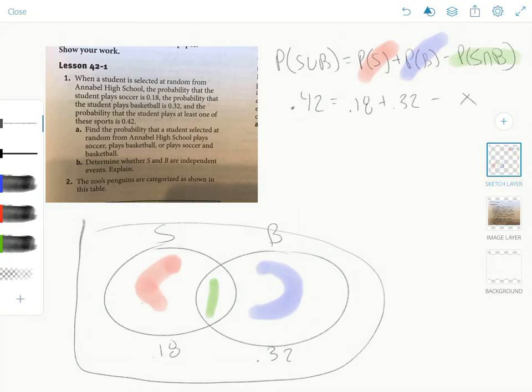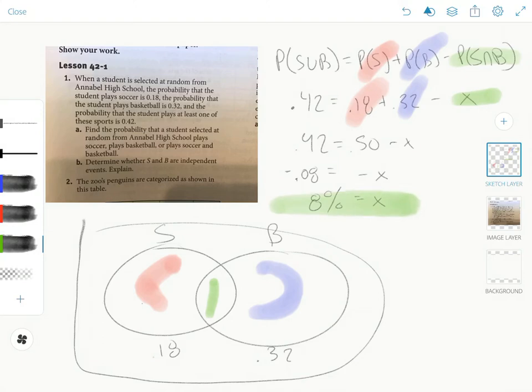And again, I'm going to translate that probability statement into the letter x so it's easier to write. And then we do the math. 18 and 32 is 50. So 0.42 equals 0.50 minus x. Solve for x, you get negative x equals negative 0.08. So 8% is the value of x, or the intersection value.